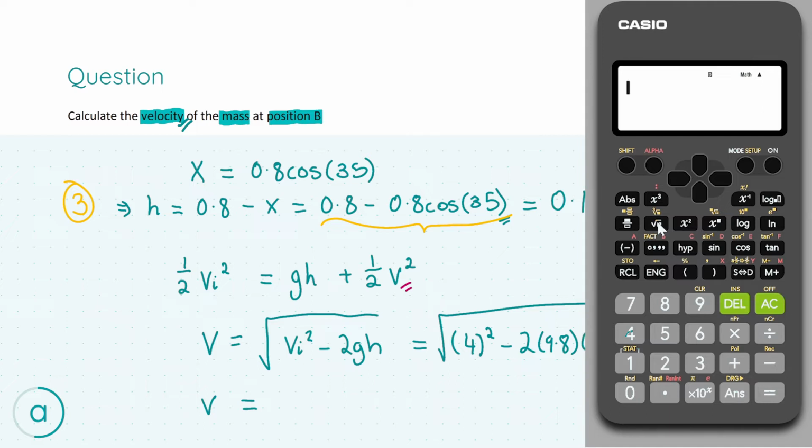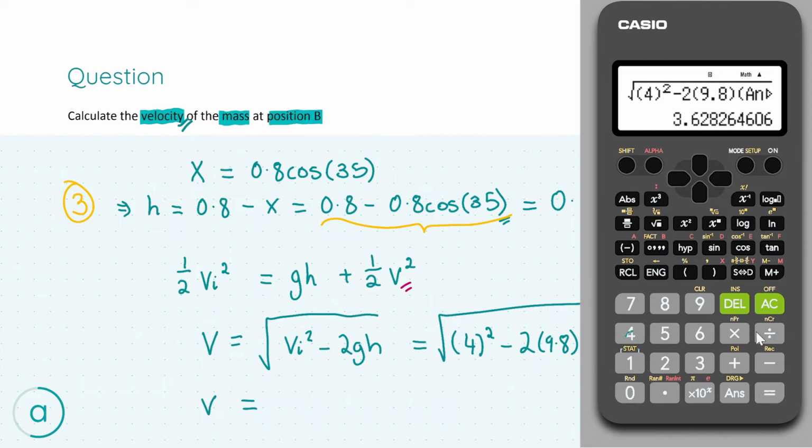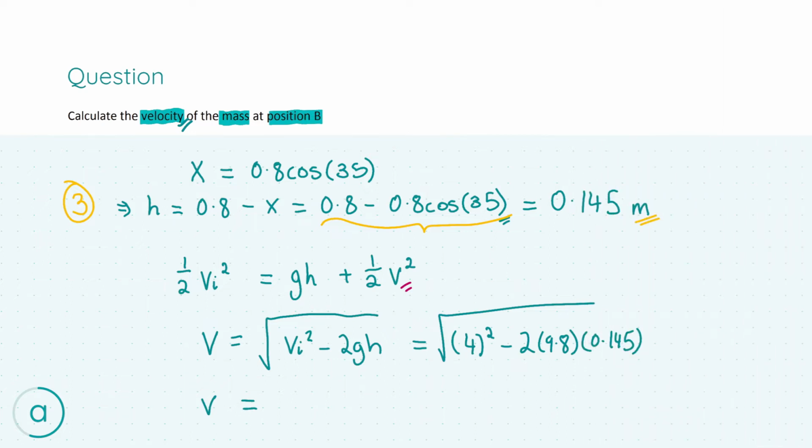Remember that the height is now stored as an answer, so we can use this to our advantage when subbing everything in. So we have the square root of 4 squared minus 2 times 9.8 times answer, because the value of h is stored in the answer. Hitting that equal sign, we have a full answer, which is around 3.62 meters per second. And I've rounded it there to 2 decimal places, so we have 3.63 meters per second. Of course, for your final answer, you're going to get 3 marks, giving us 12 out of 12.